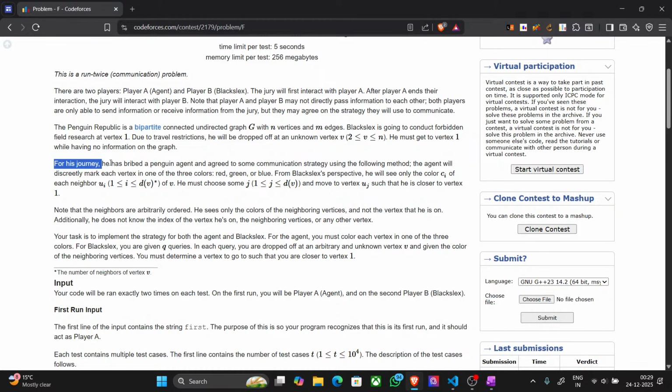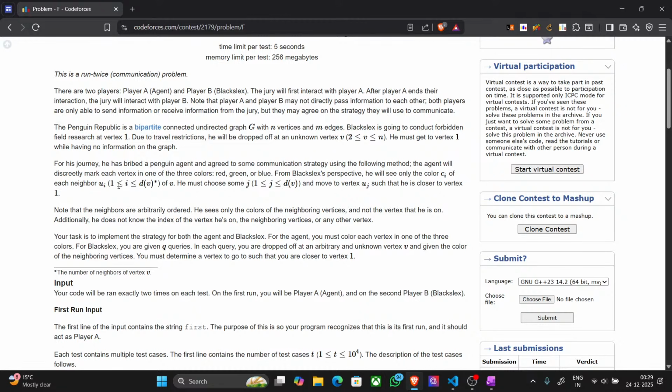For his journey, he has bribed a penguin agent and agreed to some communication strategy using the following method. The agent will discreetly mark each vertex in one of three colors: red, green, or blue. From Blackslack's perspective, he will only see the color ci of each neighbor ui.